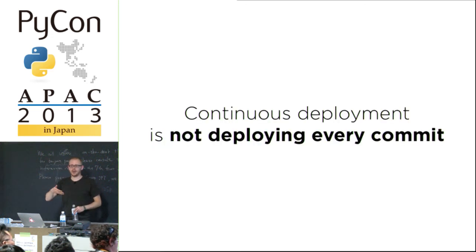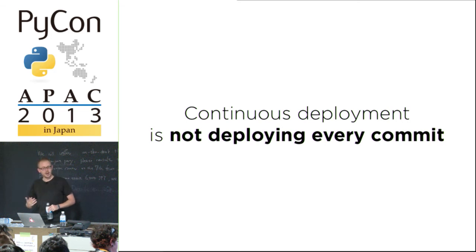Like, it's not about deploying everything. It's about deploying when things are ready, right? But Heroku still enables that. All you have to do is push to the Git remote, and then you can deploy it. And it doesn't have to be every commit.